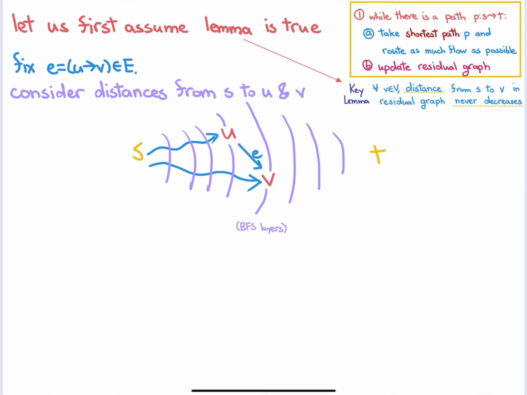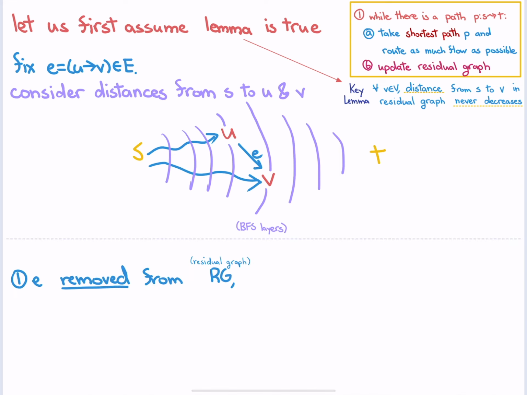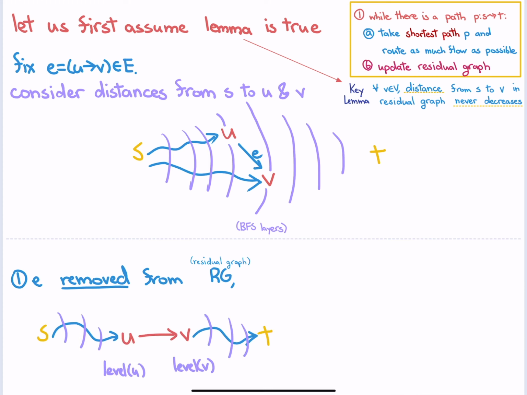Now I want to study this in two possible scenarios. Scenario one is to consider any moment when this edge E is removed from the residual graph. Every once in a while, E might use up all its capacity and get deleted from the residual graph. If something has capacity 0, we just remove it from the graph. If it was removed, that means it was in the shortest path. We must have used it in the shortest path. It must have even been the bottleneck edge, or one of them. It could be tied.